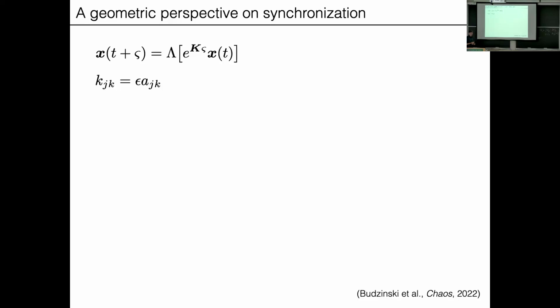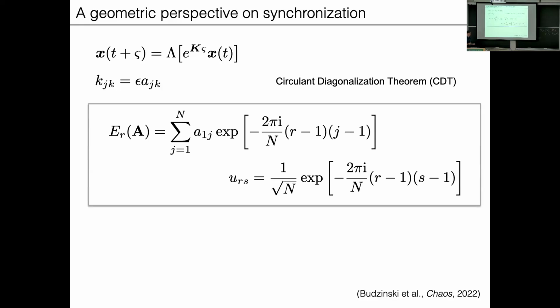But when A is circulant, as in the case of all-to-all connectivity, we can utilize the circulant diagonalization theorem, which provides us these explicit analytical expressions for the eigenvalues and the matrix whose columns are the eigenvectors of a circulant matrix. All circulants are diagonalized by the same unitary matrix, and you can see here it has columns that are equivalent to a complex DFT basis. Again, I'll present results for circulant graphs, but the results also hold for random graphs where we diagonalize numerically.